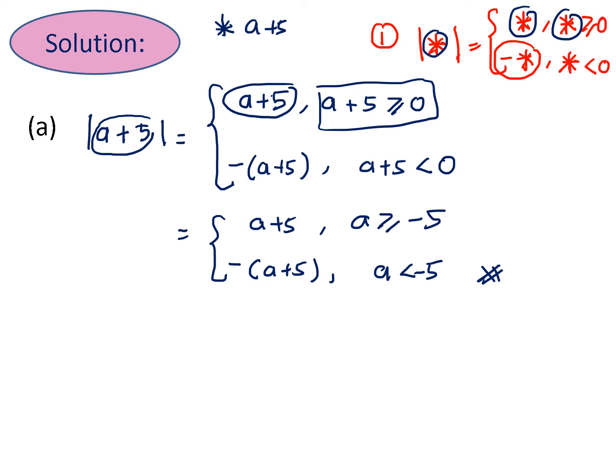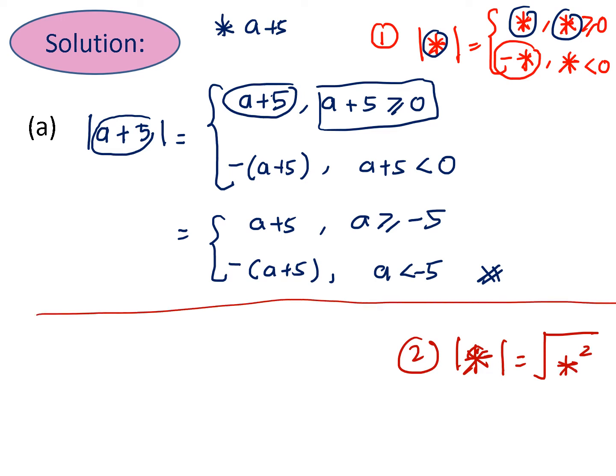Okay. If you want to use the second definition, modulus of star sama juga dengan star, tu kita kuasa dengan 2. Okay, katakanlah nak guna yang kedua. So, dia akan jadi modulus of A plus 5. Ingat star kita adalah A plus 5.